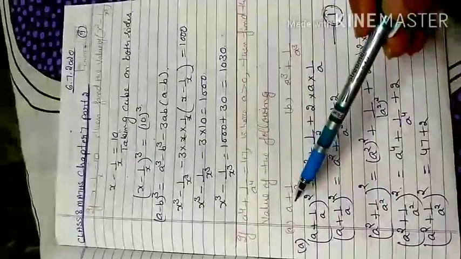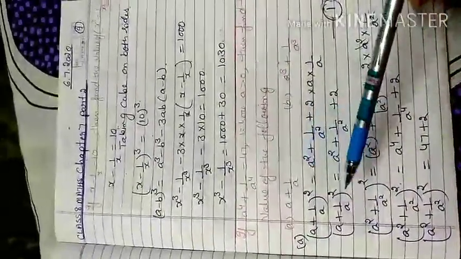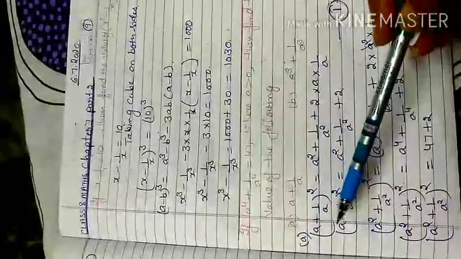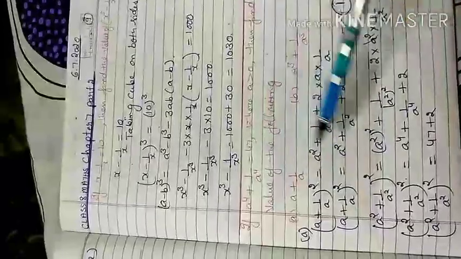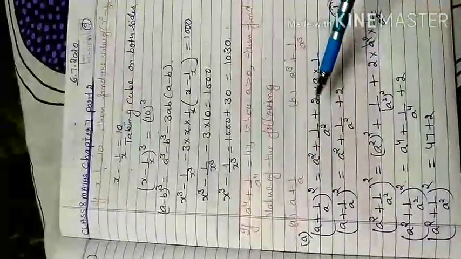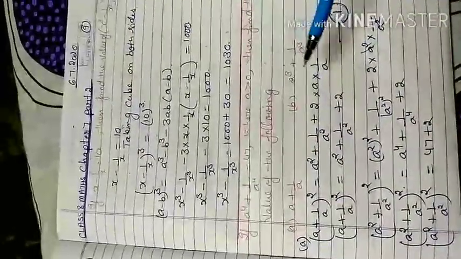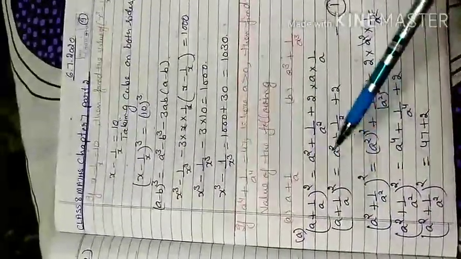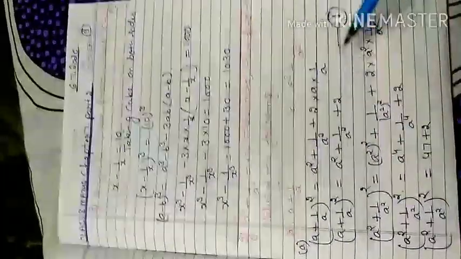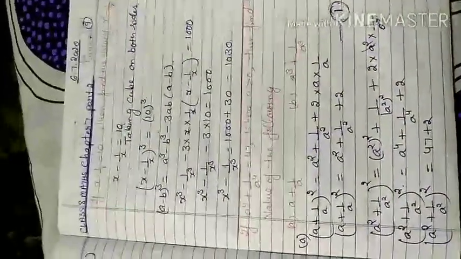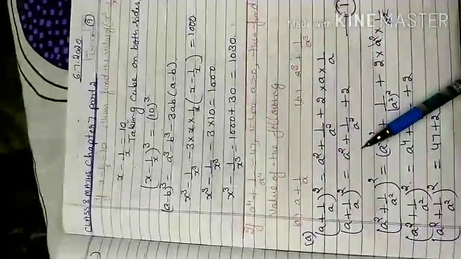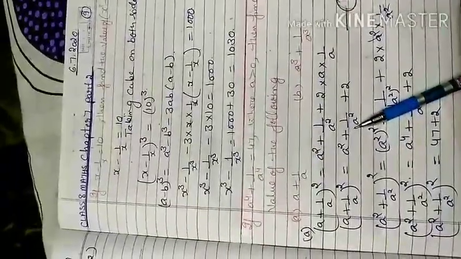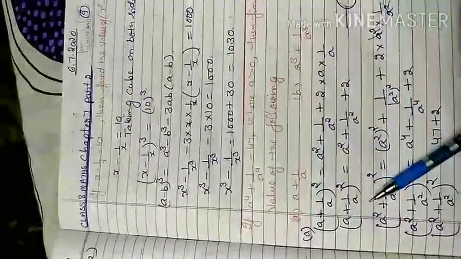Here, if you have to find the value of a plus 1 by a, what will you do? You will first take the whole square of a plus 1 by a. a plus 1 by a whole square gives you a square plus 1 by a square plus 2 into a into 1 by a. The a will be cancelled, only 2 is left. So that means a plus 1 by a whole square is equal to a square plus 1 by a square plus 2, which is my required equation. But I still can't find the value because I have no value of a square plus 1 by a square. If I get this value, then I can find the value of a plus 1 by a.